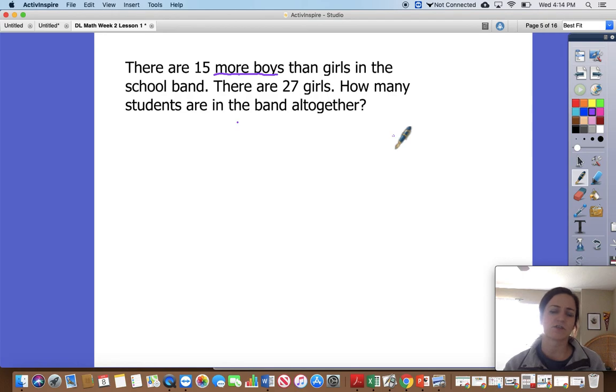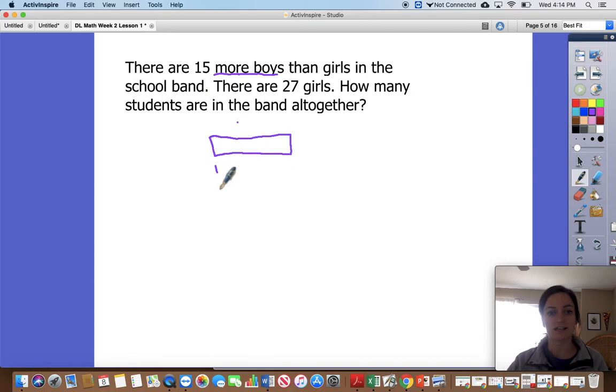So you need to ask yourself, if I'm going to figure out how many total students there are, what do I need to find first? Well, for this one, you need to figure out how many boys there are first, right? So I know there's 15 more boys than girls, okay? And there's 27 girls. I could draw comparison bars for this one if I wanted to. So let's draw our comparison bars, which we did last week in our lesson. Because it says more boys, so I know we're comparing two things. But then we have a second step because we have to find out how many kids there are altogether.